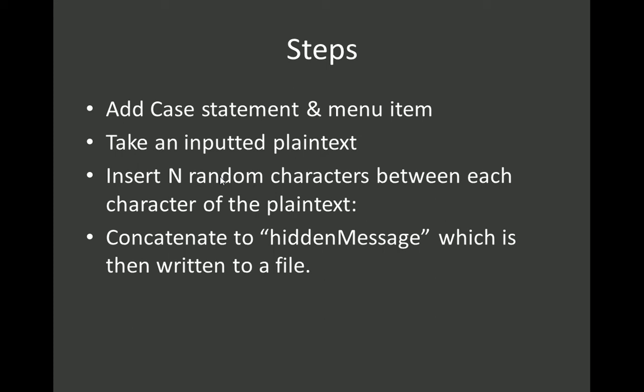So the basic gist is we're going to do the other usual thing where we add a case statement and a menu item. Let the user input plain text, and then we're going to insert n random characters between each character of the plain text. And we're going to do that with a set of nested for loops. And we're going to put those random characters in a separate function. And then we're simply going to concatenate all that and write it to a file.